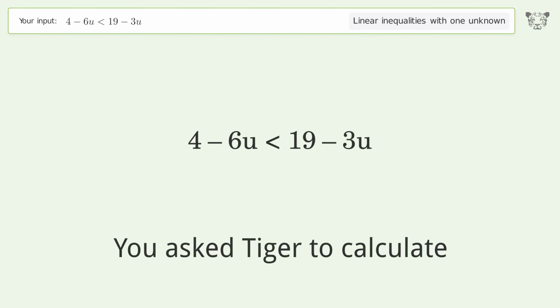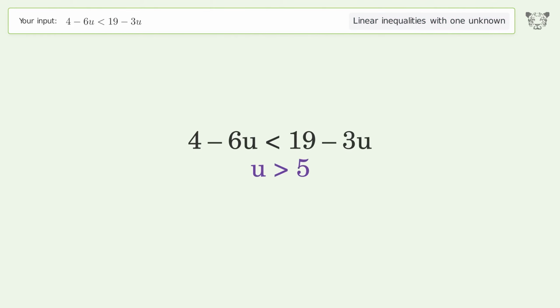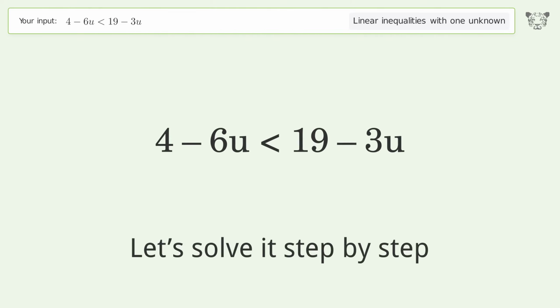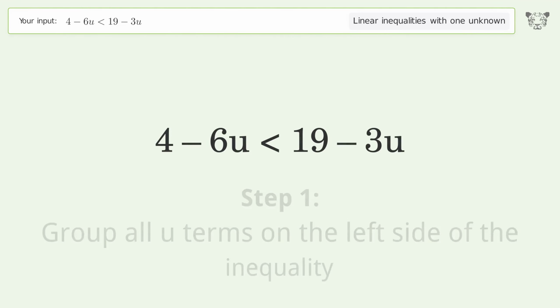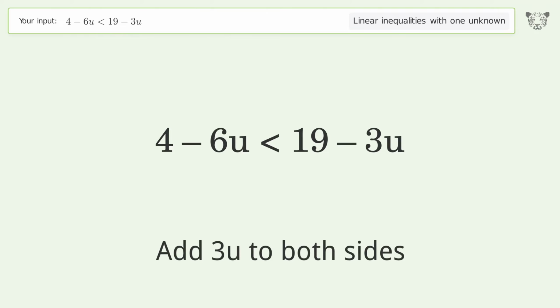You ask Tiger to calculate. This deals with linear inequalities with one unknown. The final result is u greater than -5. Let's solve it step by step. Group all u terms on the left side of the inequality. Add 3u to both sides.